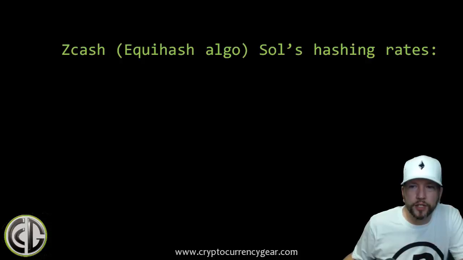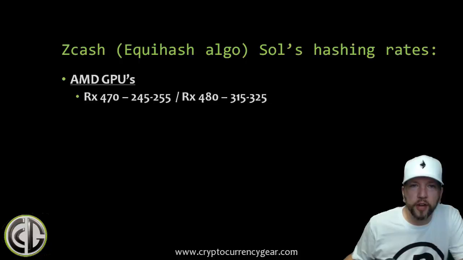And really quick, I just wanted to give you some of the meat here that I'm sure you're looking for, which is what are some of the hashing rates that you're going to get. It's in sols. It's the Equihash algorithm for Zcash. It's solutions per second. And essentially for AMD GPUs, with a 470, you're going to get about 245 to 255, and with a 480, you're going to get about 315 to 325. This depends on many things, of course, how you optimize it, how you undervolt, overclock, if you're flashing BIOS, etc. I'm not going to get so far into that. This is just to give you a general guide of what you can expect. 570s and 580s should be pretty comparable.